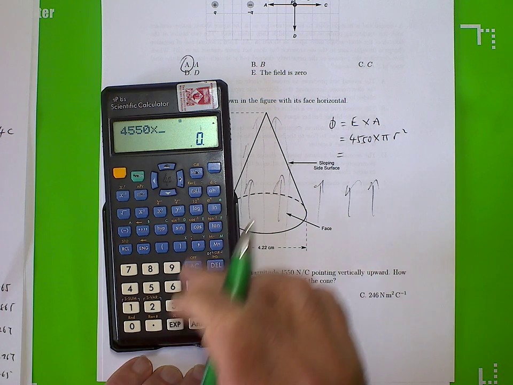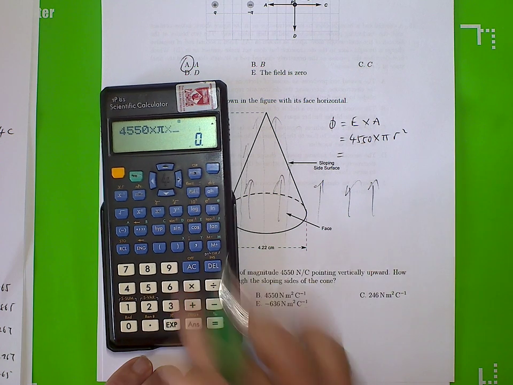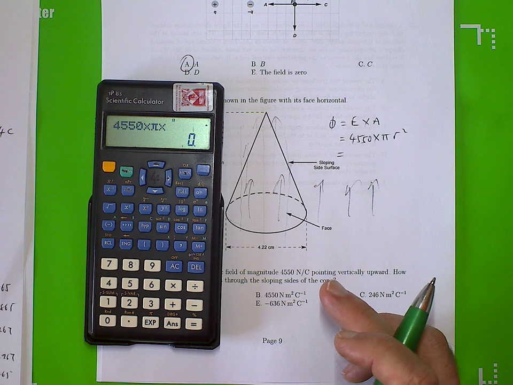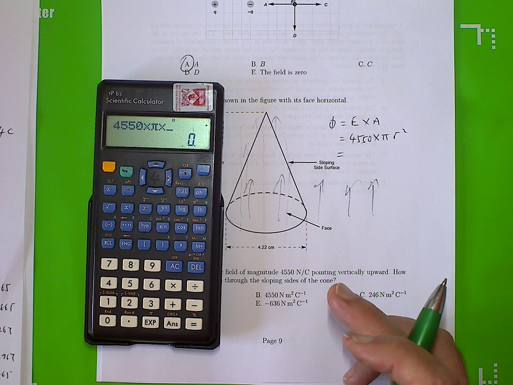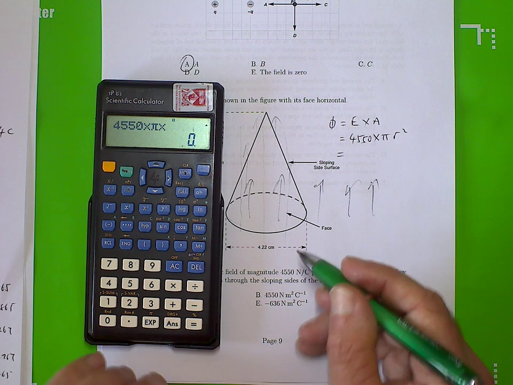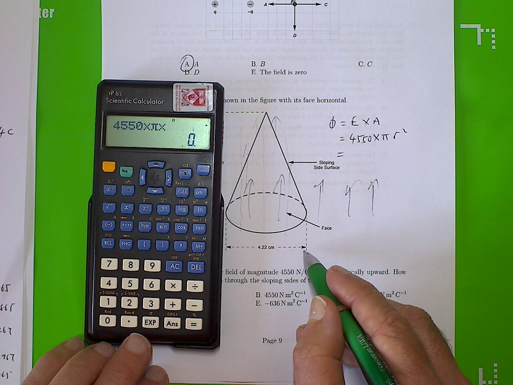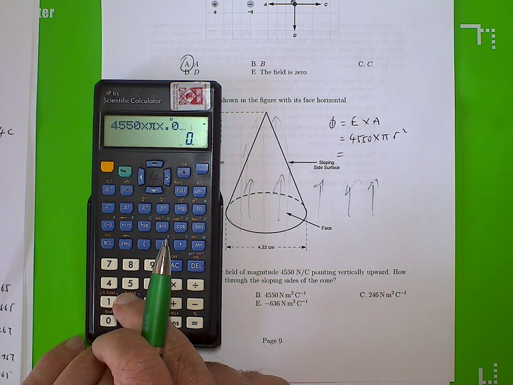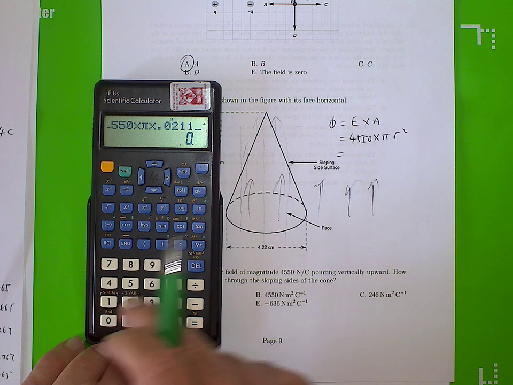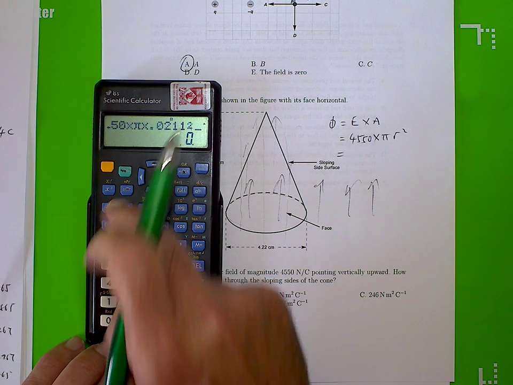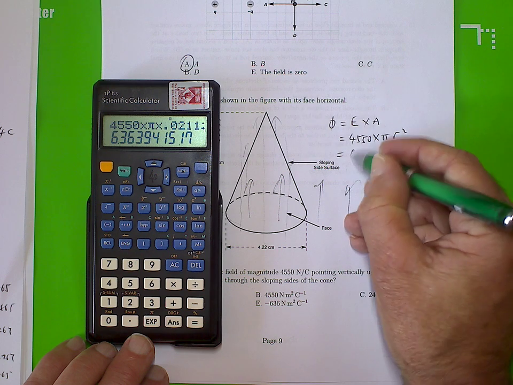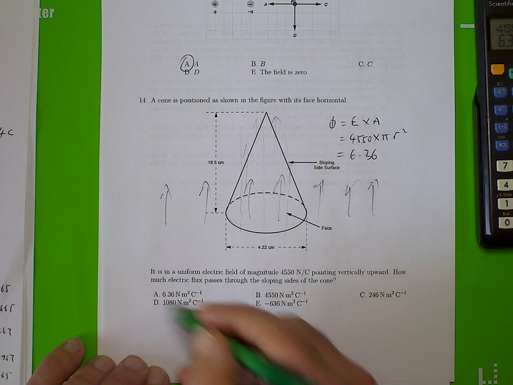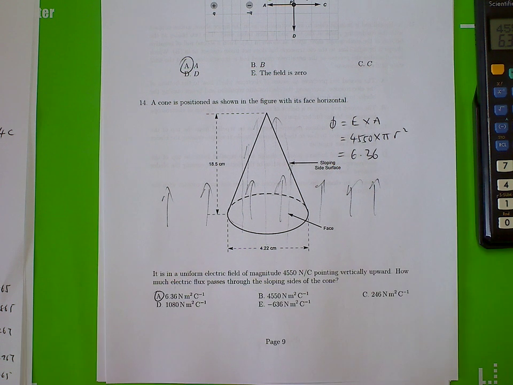455 N/C times pi times, with a 4.22 centimeters diameter, so 0.0211 meters radius squared, equals 6.36. Okay, 6.36. There it is. Beautiful.